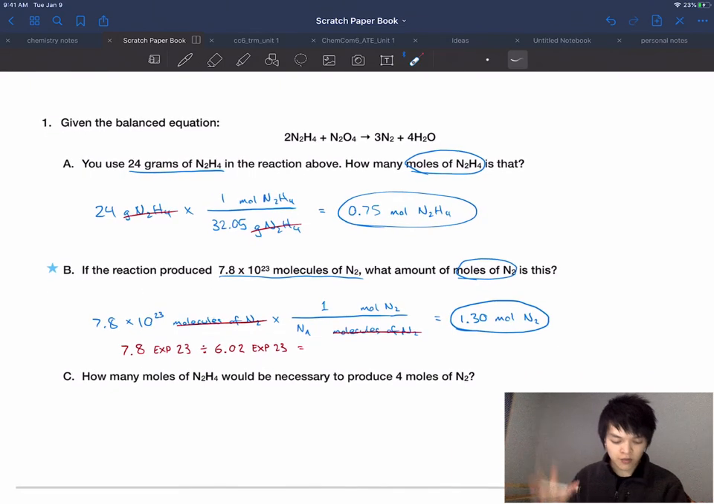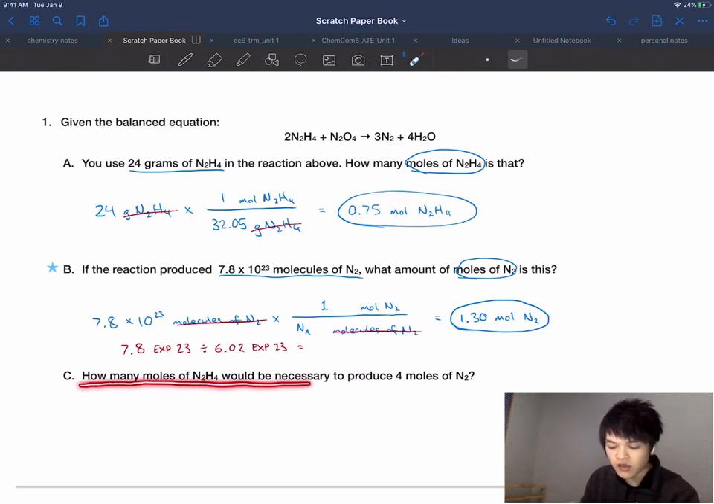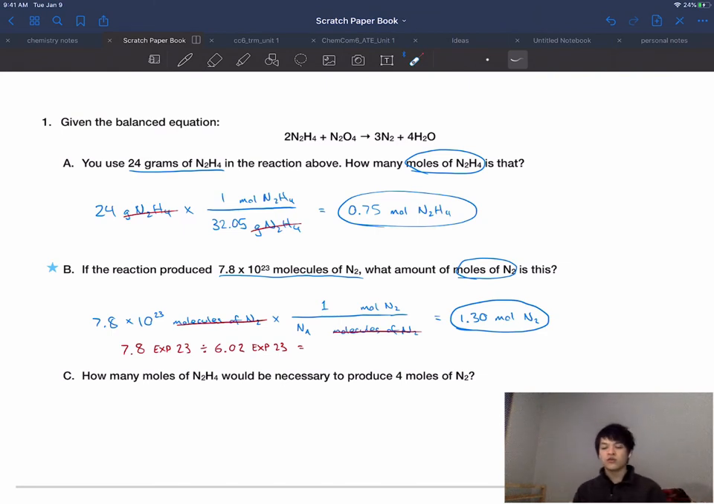All right, the last one I'm going to cover is number 1, letter C. It's still pertaining to the same reaction. How many moles of N2H4 would be necessary to produce 4 moles of N2?